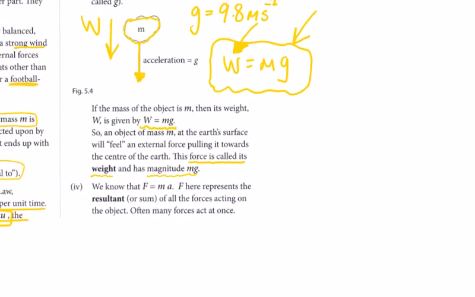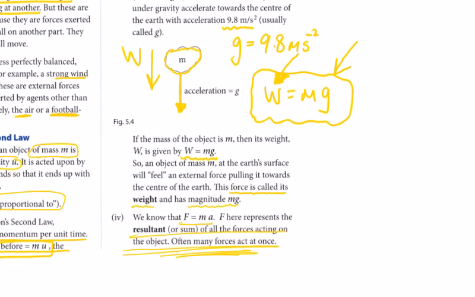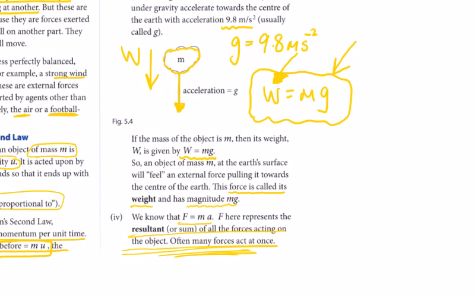And it's just mentioned here that force equals ma represents the resultant of all the forces acting on the object. There may be many forces at one time. So that's the end of the second introduction to Newton's forces. Make sure you have all these notes neatly in your copies before moving on to the third video.